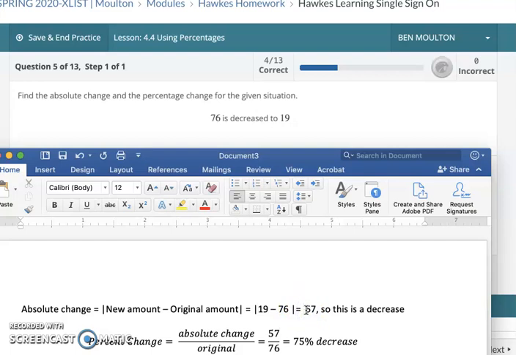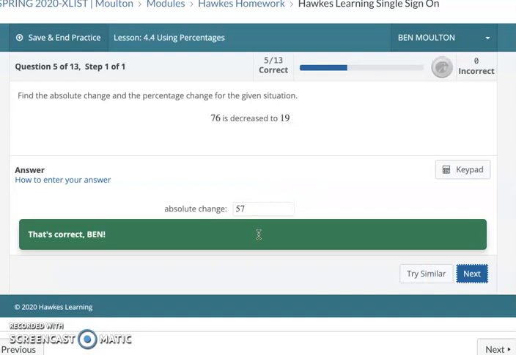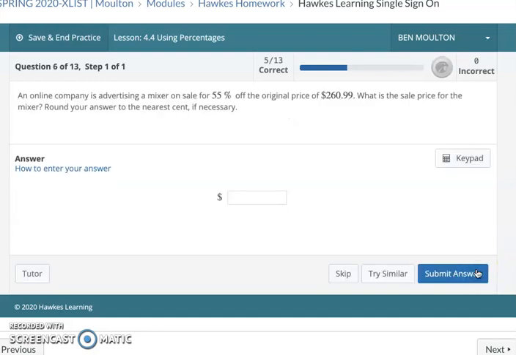All right, now your percent change is your absolute change divided by original. So our absolute change was 57 and our original was 76, right? So you divide it, we're looking at a 75% decrease. So just enter in your 75 and you should have your answer. There you go. Hey, that's correct, Ben. Sweet. All right, next one.